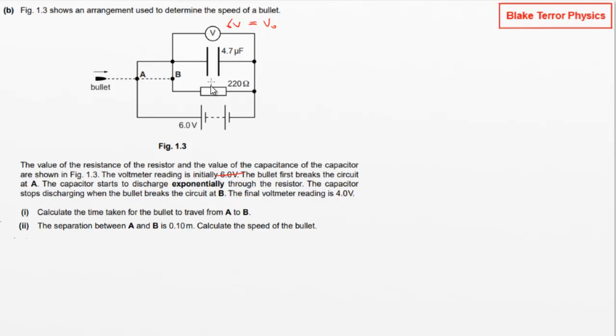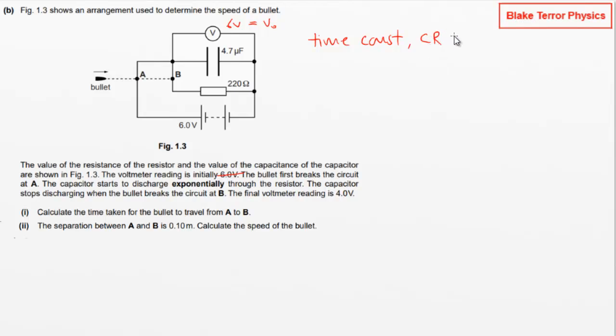Bullet first breaks the circuit at A. Right, so that stops the capacitor from charging. Then it will start discharging exponentially through the resistor, and then it goes through that and it stops the discharge. Right, okay, so we've dropped from 6 volts to 4 volts. Calculate the time taken for the bullet to travel from A to B. Right, okay, that's interesting. So we want then our time constant. This is going to be useful because we're going to have to start doing our exponential decay stuff.